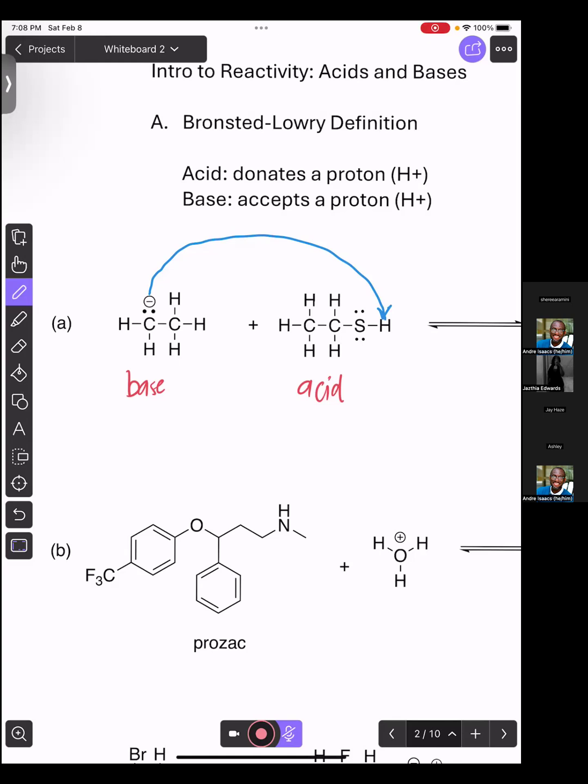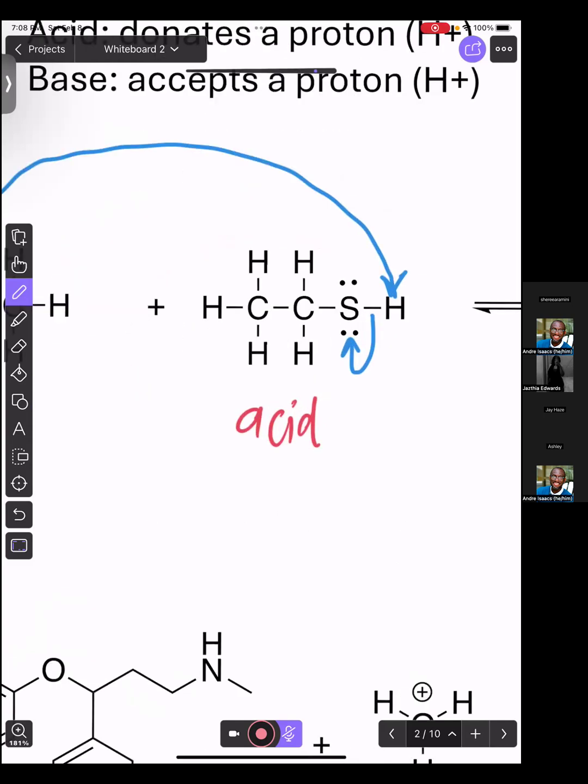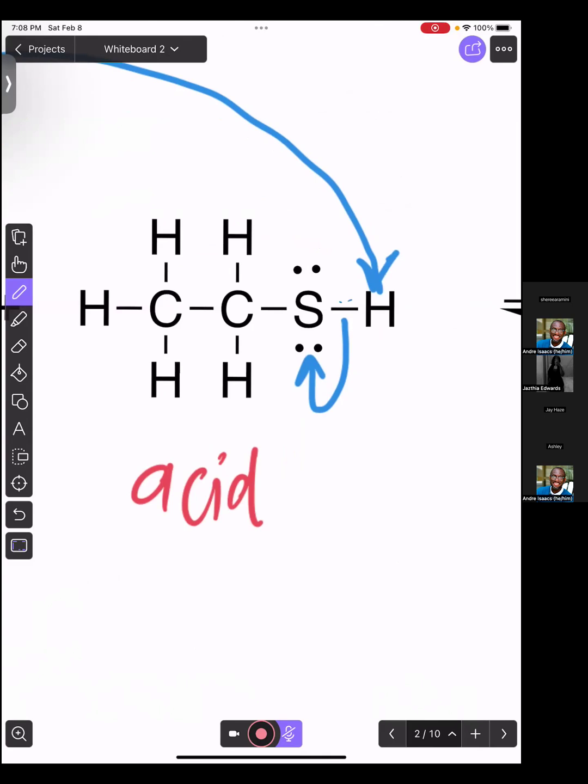It's currently sharing with the sulfur, which means in order for it to accept the lone pair from the carbon, it has to lose that connection it has with the sulfur. And so we have to show the electrons that are in that bond. Remember, every time we see a bond, it's really just two electrons, right? So every line is equal to two electrons. So a line is equivalent to two electrons. So anytime we see that, we know that.